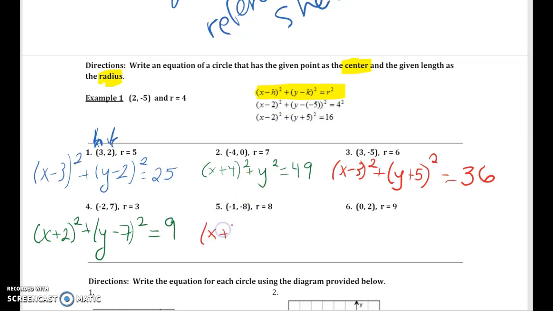Same thing for number 5. Opposite of what we see for x. So since it's a -1, we have a positive. Opposite of what we see for y, so y + 8, because it's a -8 in the coordinate, and 8 times 8 is 64.